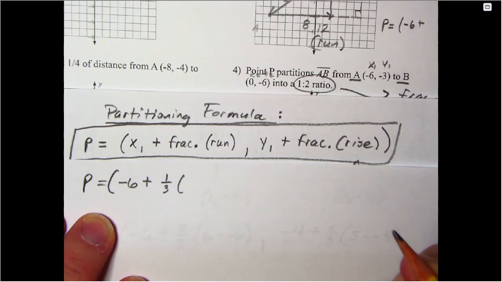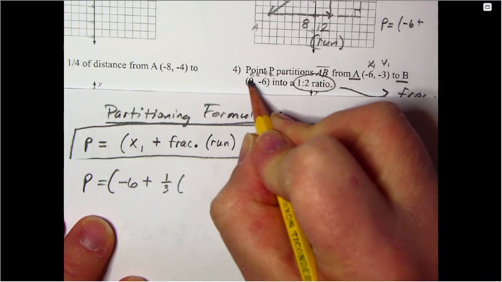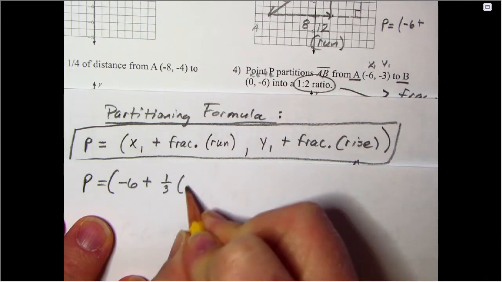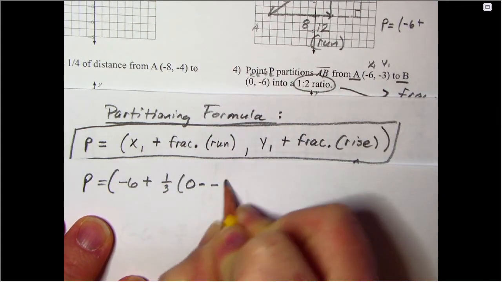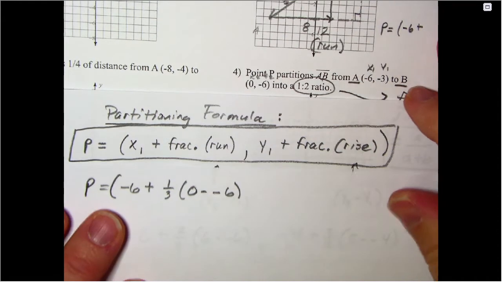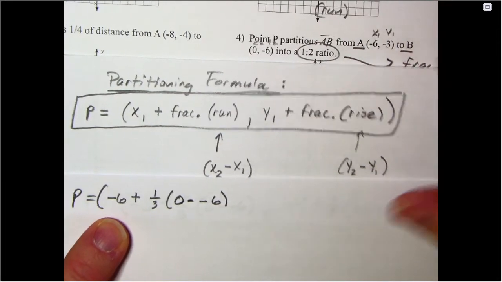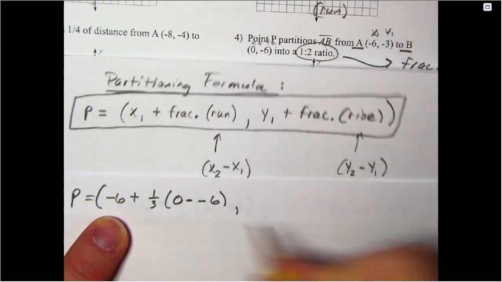Well, my run is very important, so I go in this order: x2 minus x1. It's very important that you do 0 minus a -6. Make sure you put it in the correct order, x2 minus x1. Remember, you could always substitute into the slope formula, in case you don't remember how to find run.